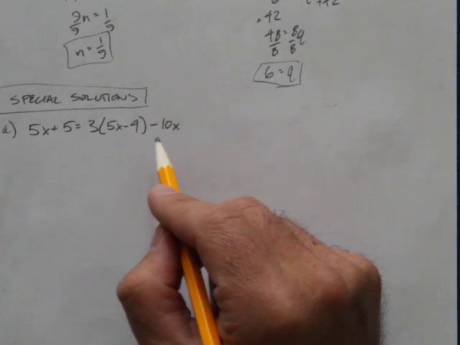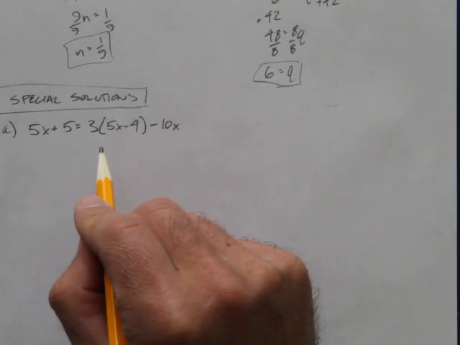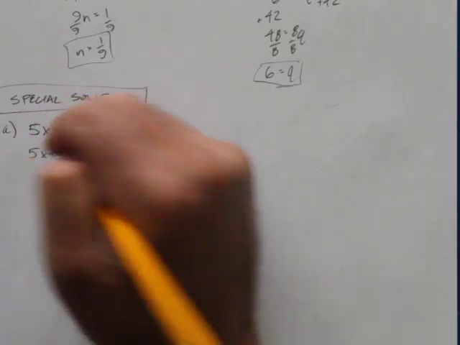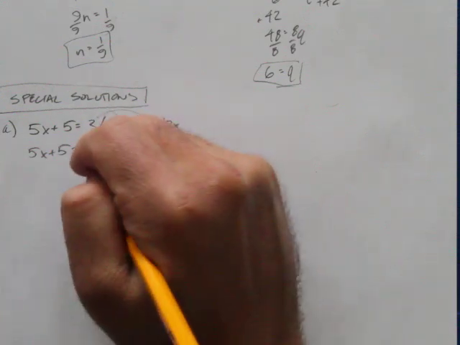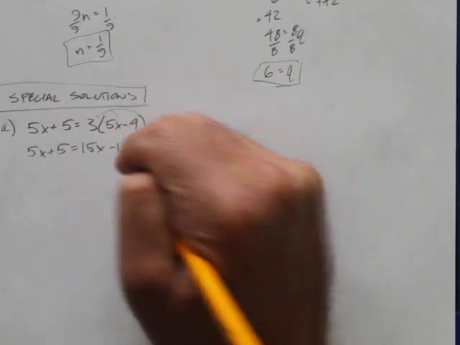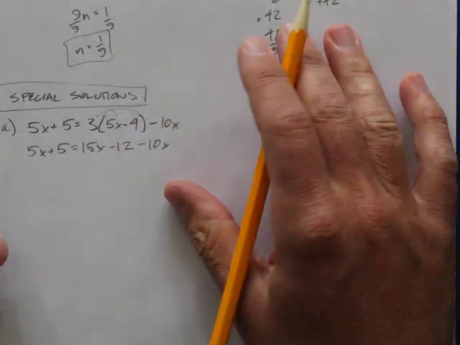All right, let's look at this. So hopefully you got something kind of weird. So let's work this out and see how you did. 5x plus 5 equals, now I'm going to distribute this in here. 3 times 5x is 15x. 3 times -4 is -12. And then I've got this minus 10x over here.